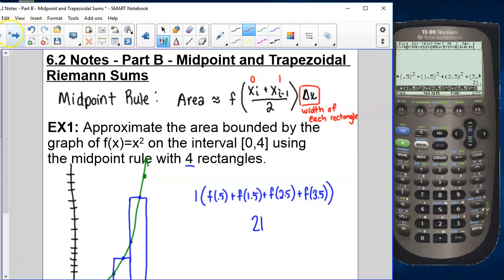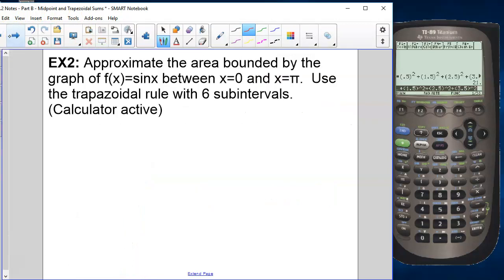All right, let's look at the next one. Example 2 asks you to approximate the area bounded by the graph of f of x equals sine x between x equals 0 and x equals pi. Use the trapezoidal rule with 6 subintervals. And this is calculator active.